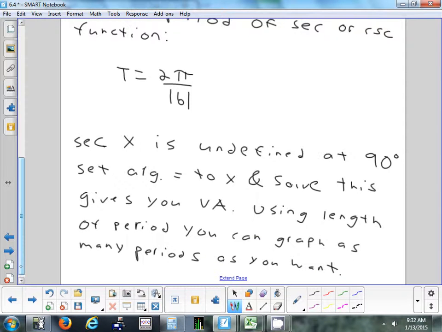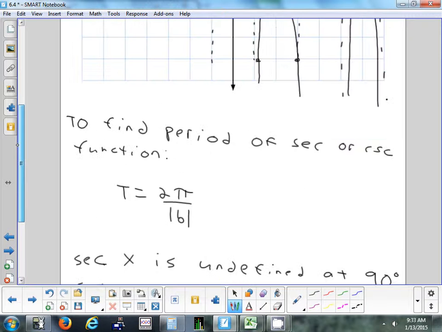So this is the same idea as with tangent. If you have to sketch this one and you're not sure where to start with your asymptotes, find 1. How do you find 1? Well, with secant, you know it's undefined at 90 degrees. So if you can find a value for x that causes your argument to be 90, you just found a vertical asymptote. Then once you have 1, you can use the length of your period and sketch as many asymptotes as you want, just like I did up above.